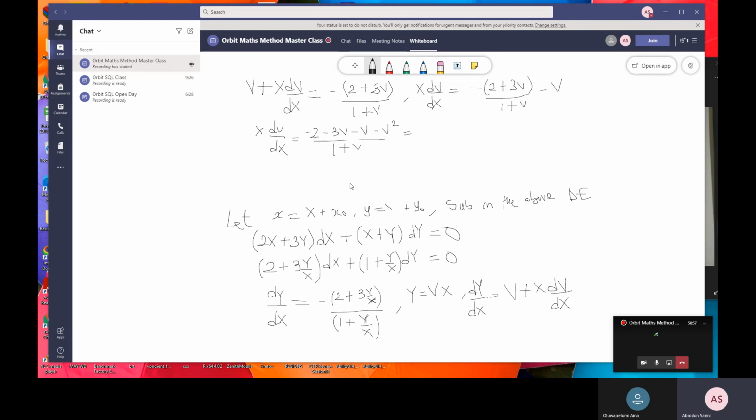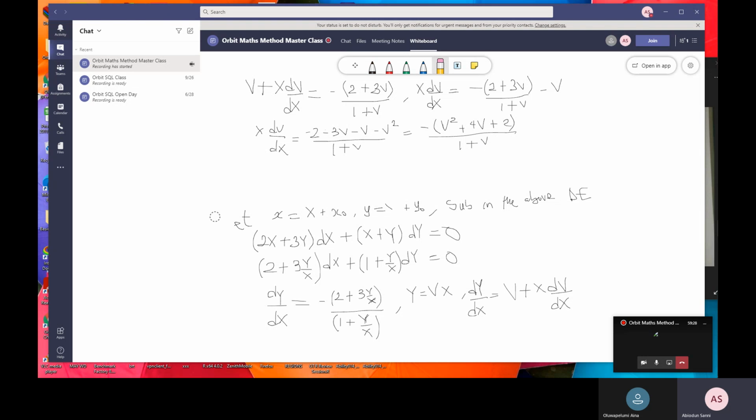Simplify this. Let me just factorize that minus. So our v squared, sorry, v squared plus 4v plus 2. These are factorized out, minus, all over 1 plus v or v plus 1. Any which way you want to write it.